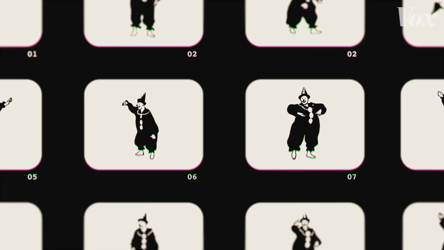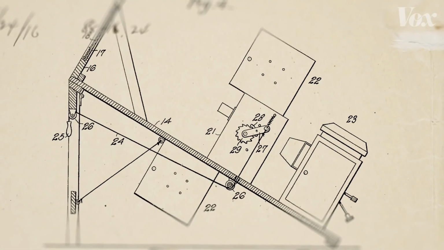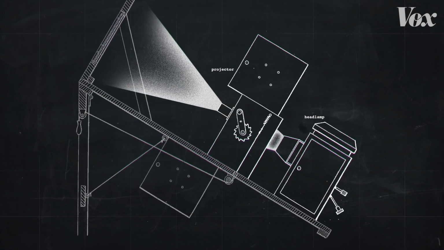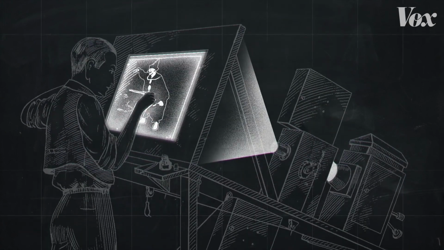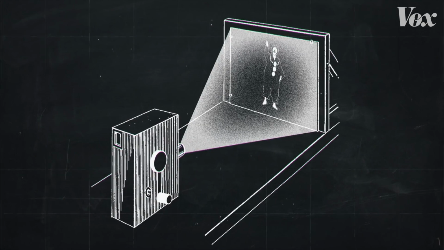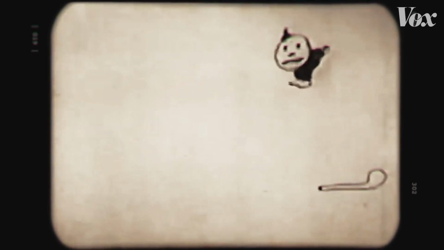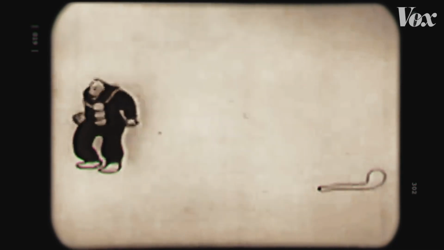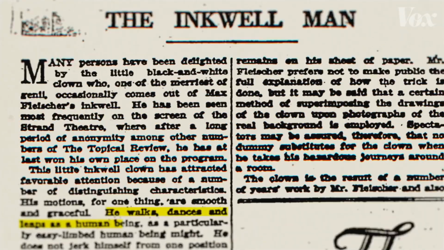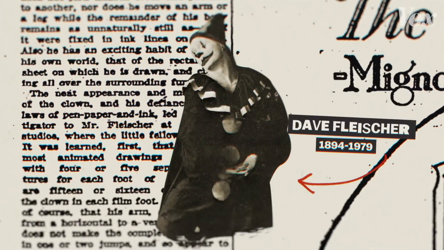That film gave them individual frames of Coco moving around. Like in the patent, they used a projector hooked up to a car headlamp to amp up brightness, and it showed each frame on a screen with tracing paper. Then they just played it back, frame by frame, tracing what they needed. It had the creativity of animation, but the precision of live action. The results were astonishingly smooth, and lots of people noticed. The New York Times said Coco, the Inkwell Man, leaps as a human being. And it made sense. He was one.